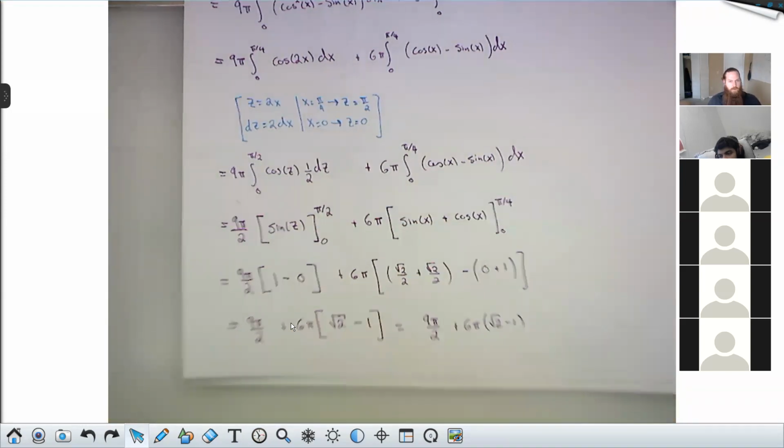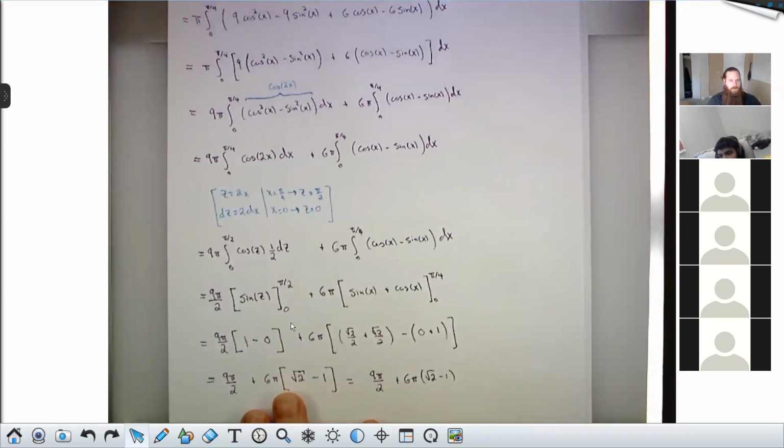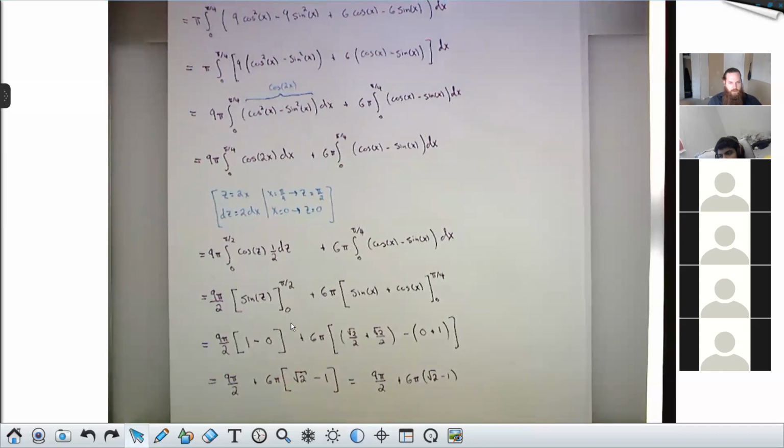I'll zoom out a little bit. I'll give a few seconds for people to write, and then we can take questions on any of these steps. Pay careful attention to the substitution step and all of the algebra work that comes before.